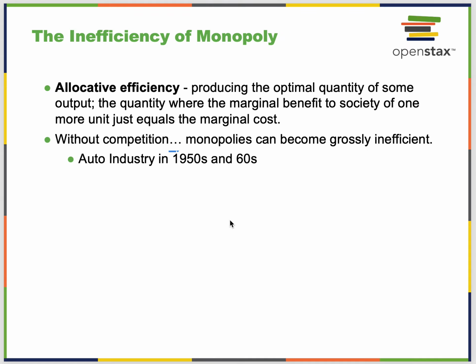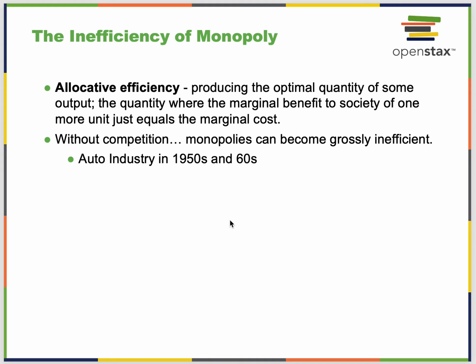All right, the inefficiency of monopoly. Well, there's allocative efficiency. We've talked about that. Producing the optimal quantity of some output, the quantity where the marginal benefit to society of one more unit just equals the marginal cost. That's where you want to get. And so you have some inefficiency at some point. I don't know that we ever get to that allocative efficiency point with monopolies.